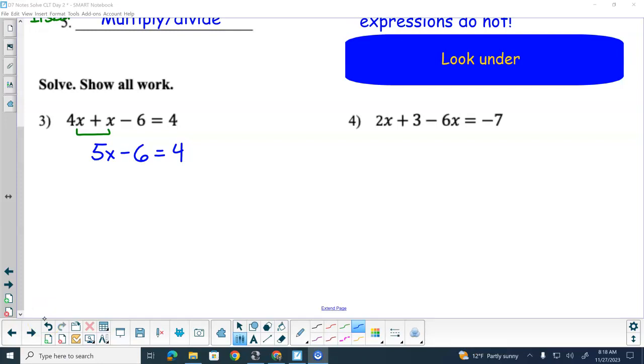Step 4, what does step 4 say? Add or subtract. What am I going to add or subtract? Add it? Why add it? Why do I have to add it? Because it's being subtracted. So I got to do the opposite. So I've got to add 6 to both sides. Okay? That gives me what?